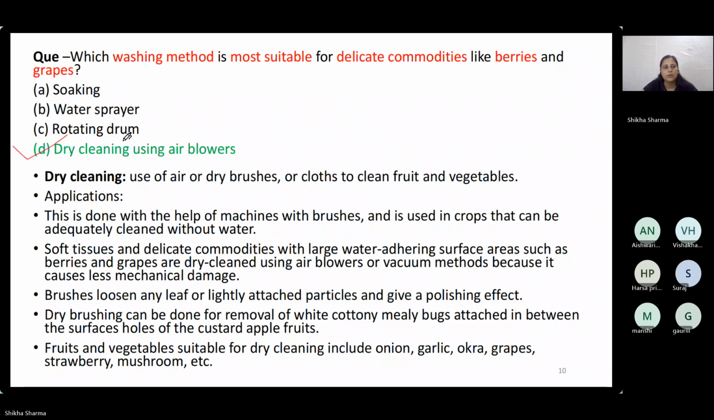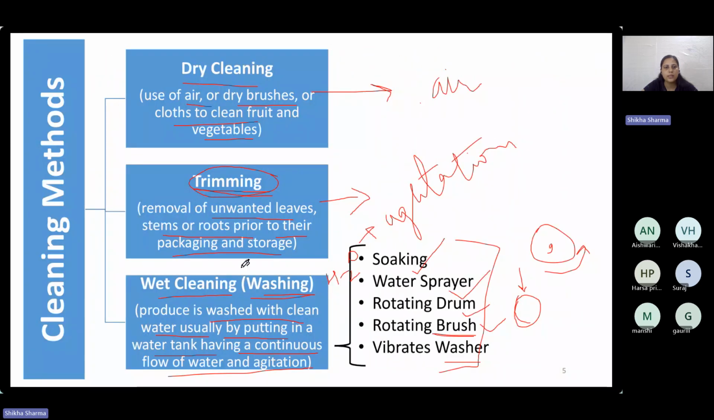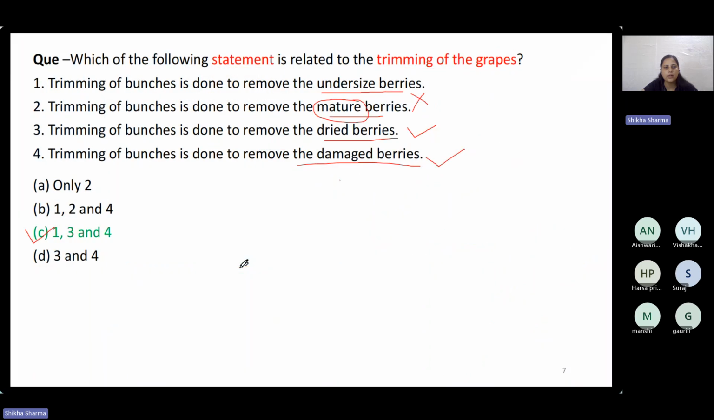Let's see why this is correct and soaking is not the correct answer. We discussed in cleaning that the third method is wet cleaning or the washing method, where we are using water and agitation.